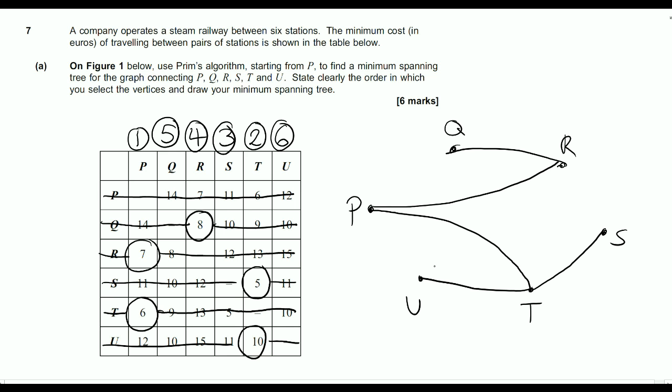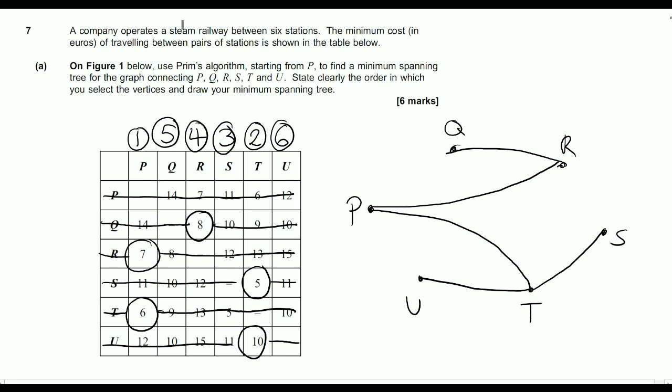So what I've got here is I've clearly stated the order in which I selected the vertices, because that is this top row here on my matrix. I've shown which vertices I've selected because they're circled in there, and at the same time I've drawn my minimum spanning tree. So that's already done. I don't have to worry about going back and thinking about what order I did it in, or how my minimum spanning tree works. It's all done. And with that, I've now got my first 6 marks for this question.